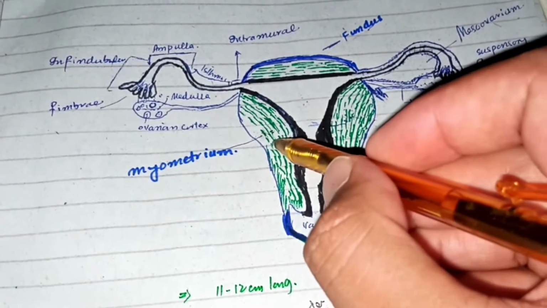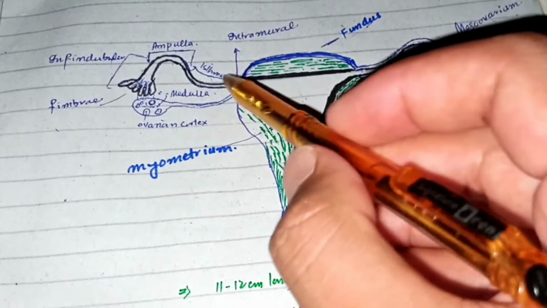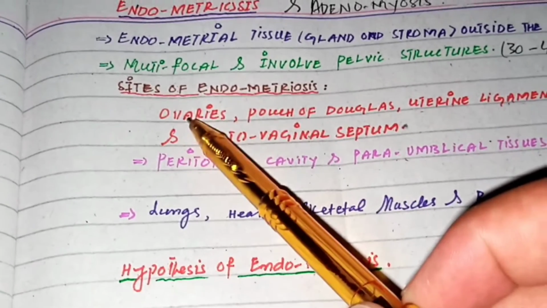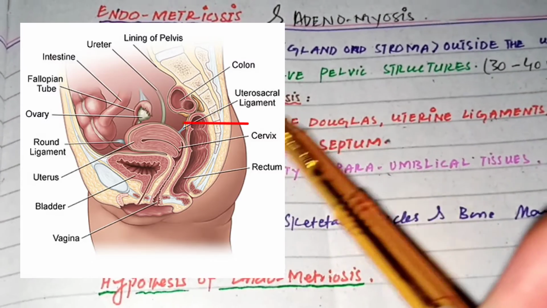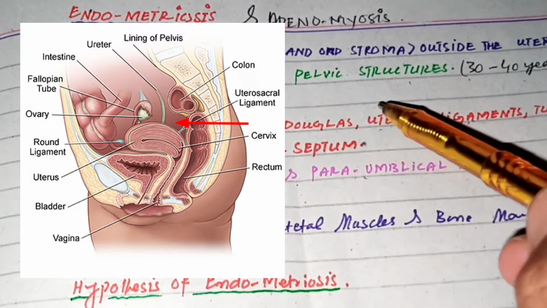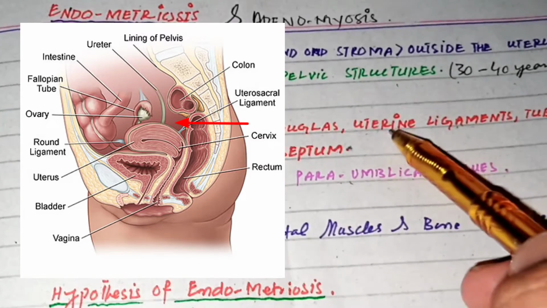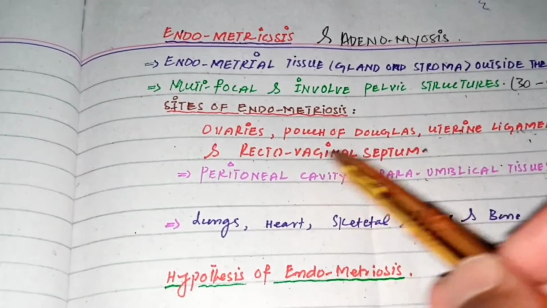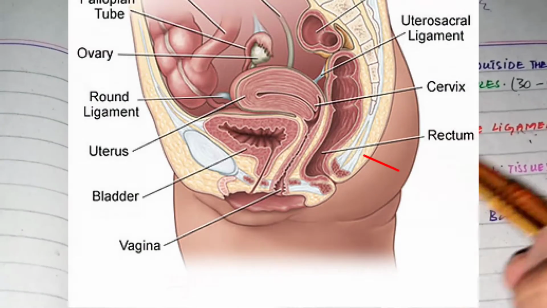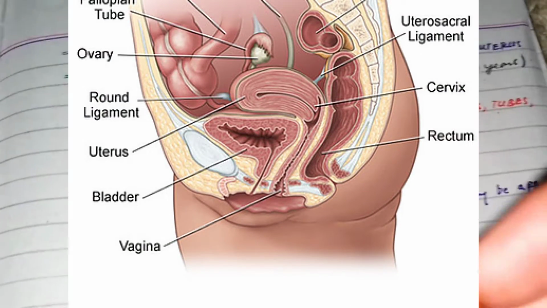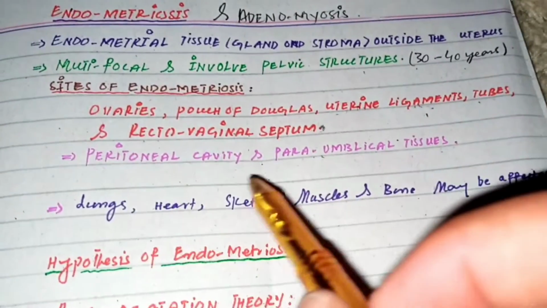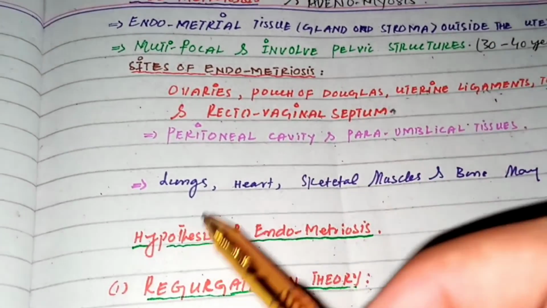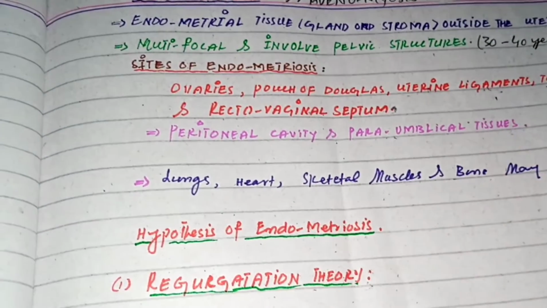So in endometriosis the tissues are present just outside the uterus. Common sites for endometriosis are the ovaries, the pouch of Douglas, which is the space between the rectum and the uterus, the uterine ligaments like the broad ligaments, the uterine tubes, and the rectovaginal septum, which is a fascia that separates the vagina from the rectum. These are the common sites. The peritoneal cavity and paraumbilical tissue may also be involved, and very rarely the heart, lungs, skeletal muscle, and bone.